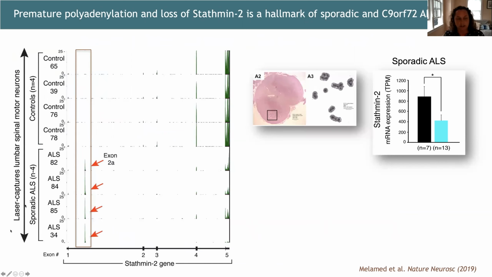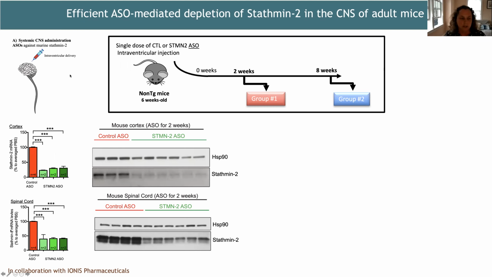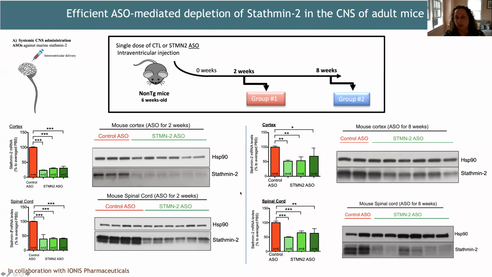So first, the ASOs were injected in adult mice, and as expected, based on a lot of work we have done previously with Ionis Pharmaceuticals, when you have ASOs injected in the ventricles, it does diffuse throughout the central nervous system and knock down the gene of interest, both in the cortex and in the spinal cord at the RNA level and the protein level. And we know that these ASOs act for several weeks, and you can see that there is still a knockdown 8 weeks after the single injection.